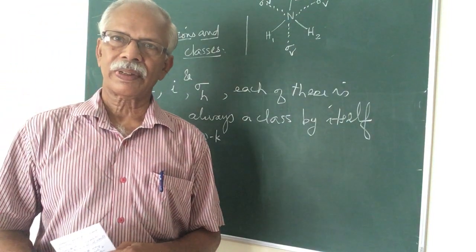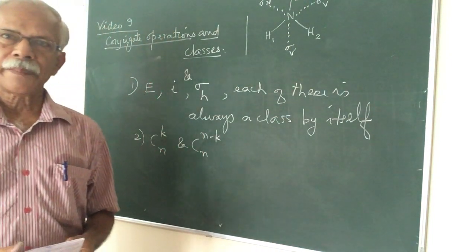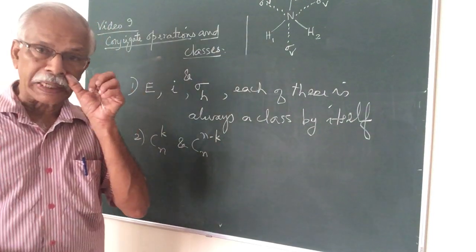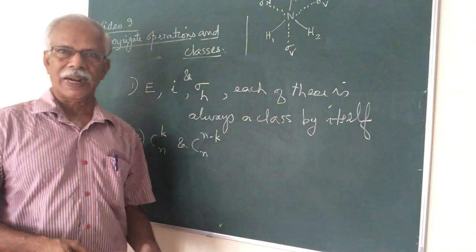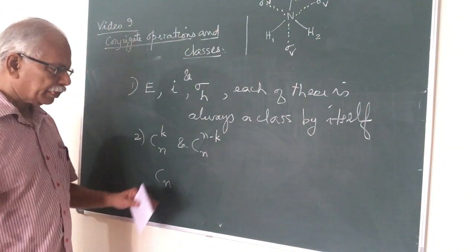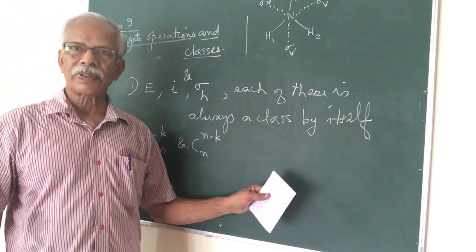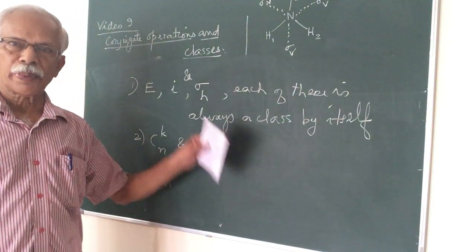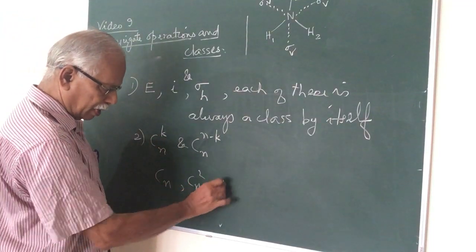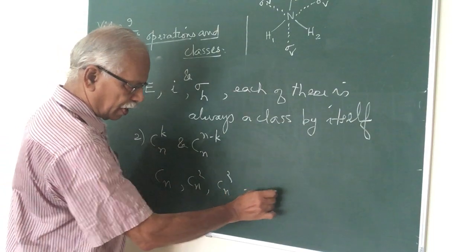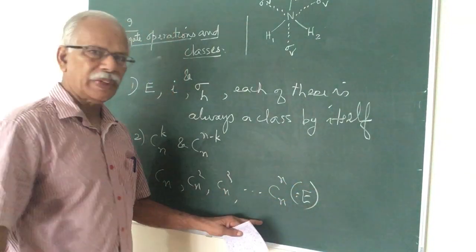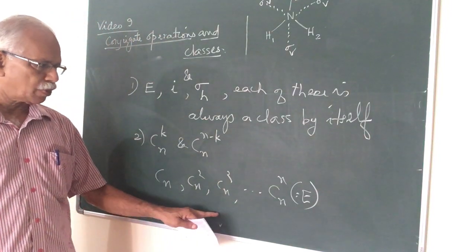If these conditions are not present, then Cn raised to k and Cn raised to n minus k will belong to separate classes. For example, in the Cn group, there are no sigma v's or C2's perpendicular to Cn. Therefore, the operations Cn, Cn squared, Cn cube, etc., up to Cn to the n, which is identity, each will be a class by itself.